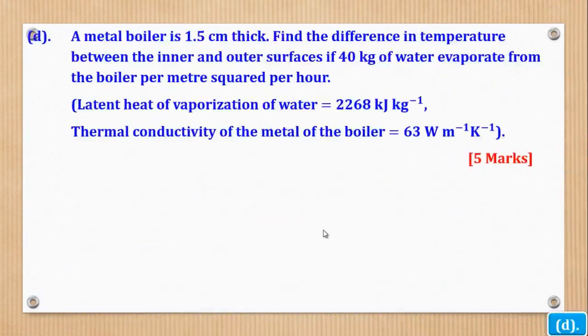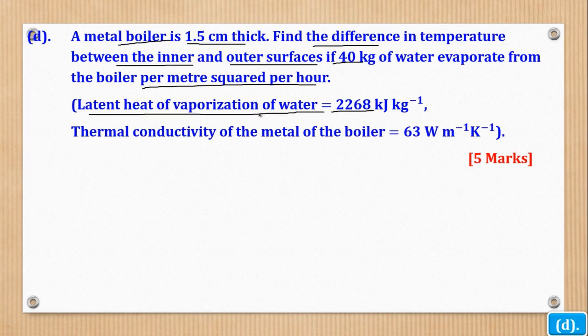Now we shall go to part D. Part D says: a metal boiler is 1.5 centimeters thick. Find the difference in temperature between the inner and outer surfaces if 40 kilograms of water evaporate from the boiler per meter squared per hour. Here they give us some constants: the latent heat of vaporization of water, and the thermal conductivity of the metal boiler.